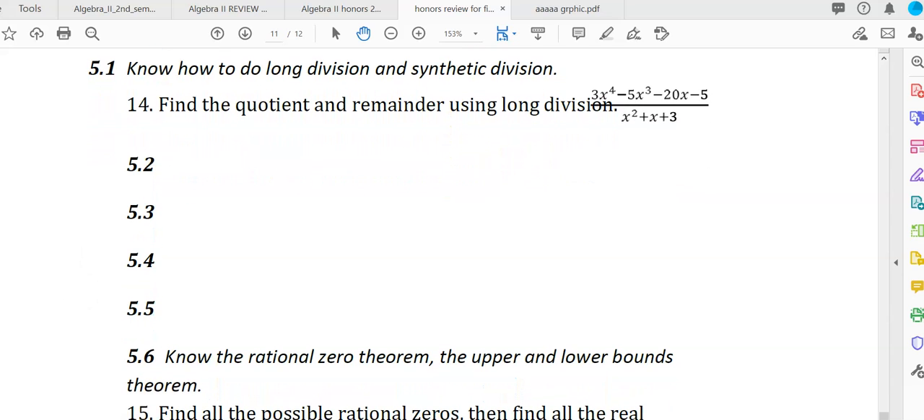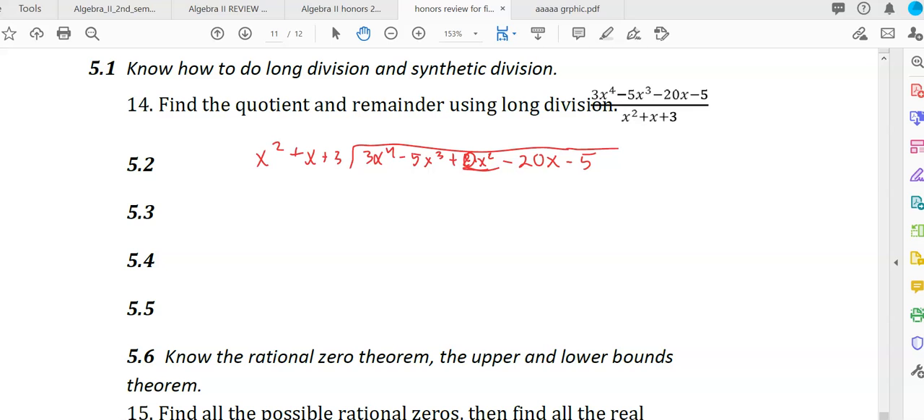Sorry, it got printed a little funny here. So know how to do long division. So let's just do long division here. So x squared plus x plus 3, into 3x to the 4th minus 5x cubed plus 0x squared minus 20x minus 5. So I put a 0 in there just to keep us honest there. That's kind of a sneaky move there, but I like it.